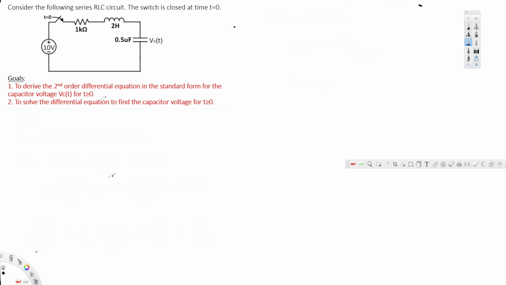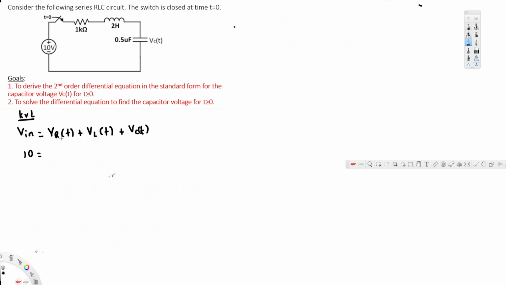To create that equation we can use Kirchhoff's voltage law, and if you remember, in Kirchhoff's voltage law, voltage in should be equal to voltage out. So voltage in is 10 volts and voltage out is going to be the addition of all the voltages across this resistor, inductor and capacitor. So we can say VR of t plus VL of t plus Vc of t is equal to voltage in, right? Now we know that voltage in is equal to 10 volts.